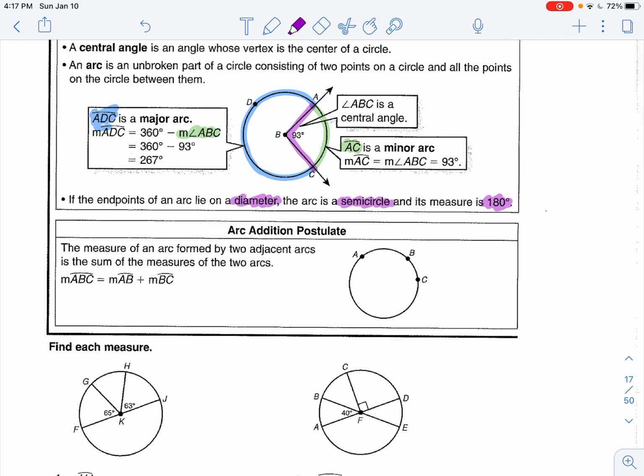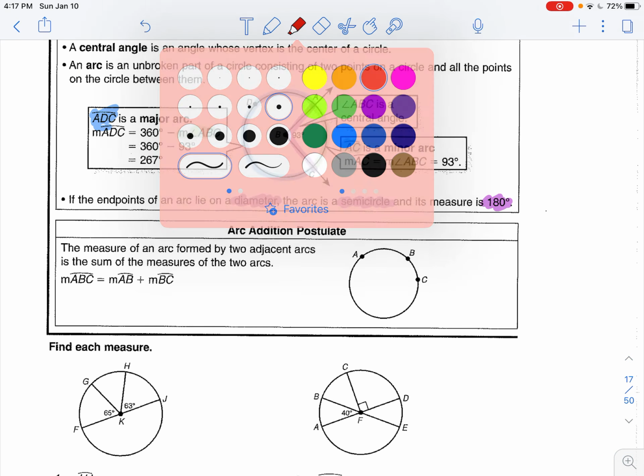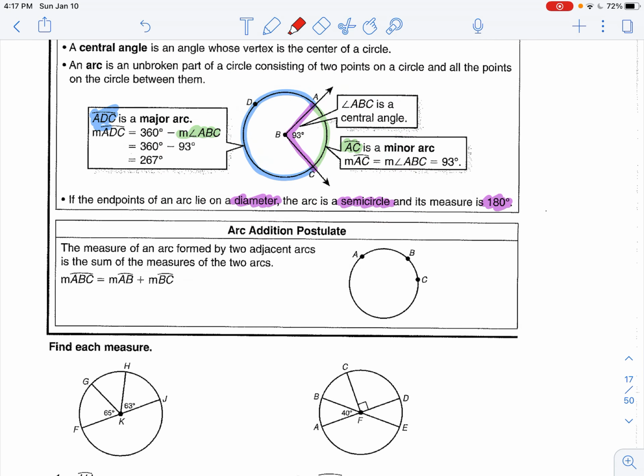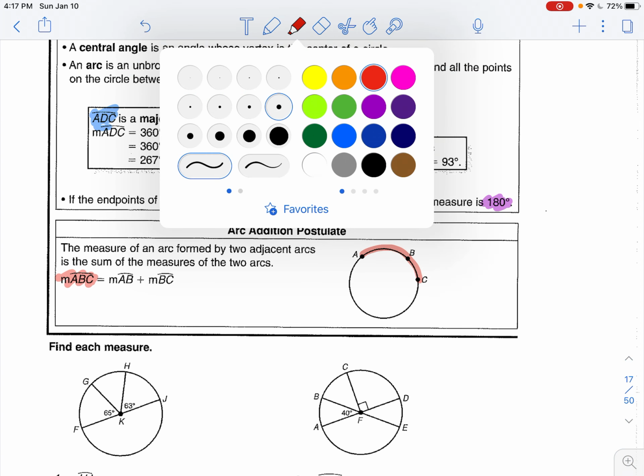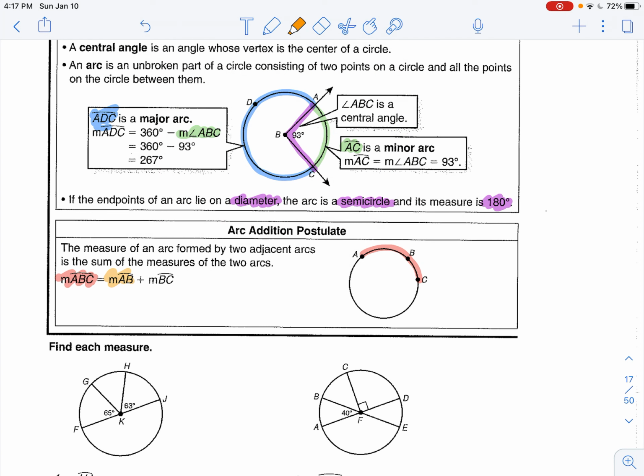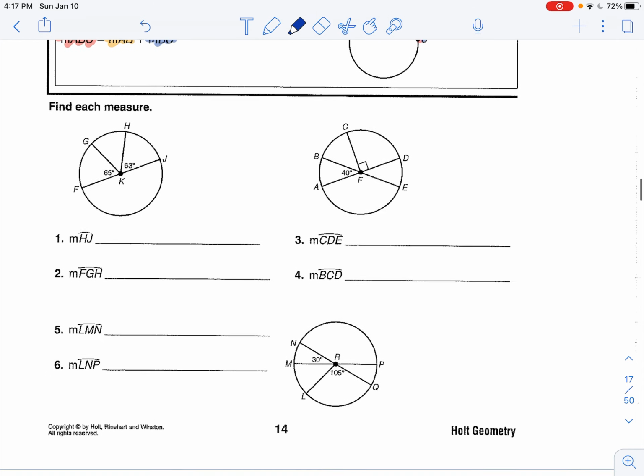Arc-addition postulate. It says the measure of an arc formed by two adjacent arcs is the sum of the measures of the two arcs. So if you're looking for the measure of arc ABC, that would be this guy, you would just add up the two arcs next to each other. AB plus BC.